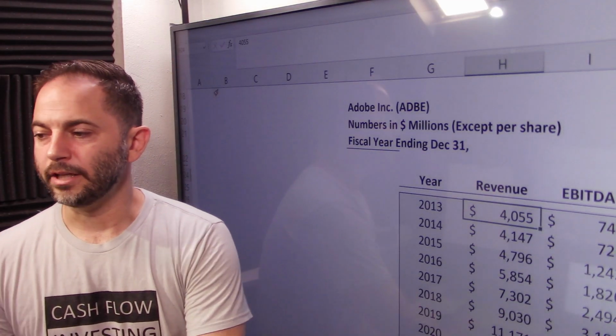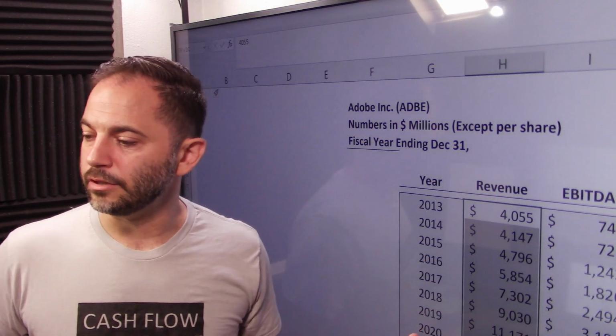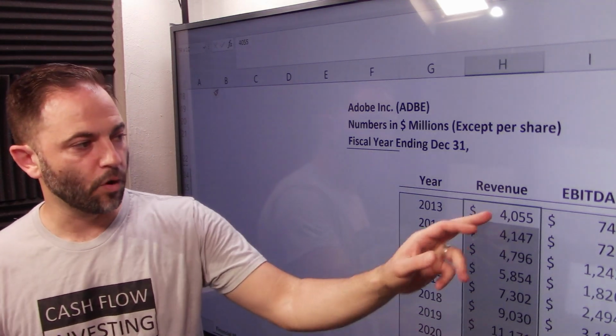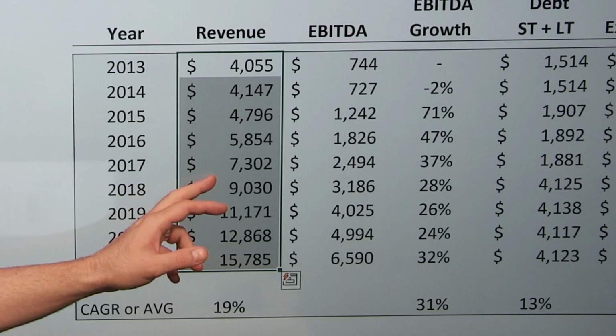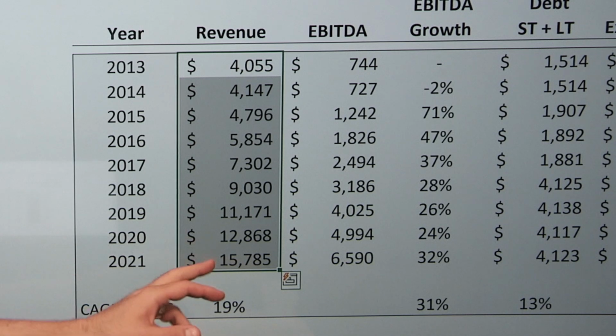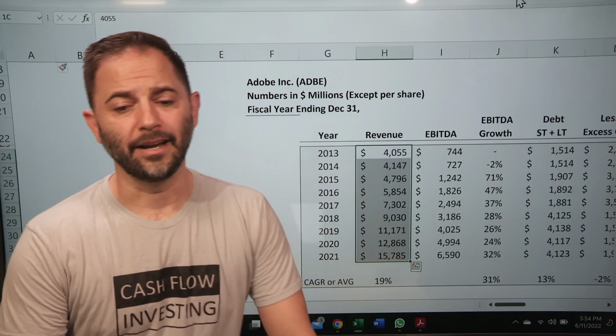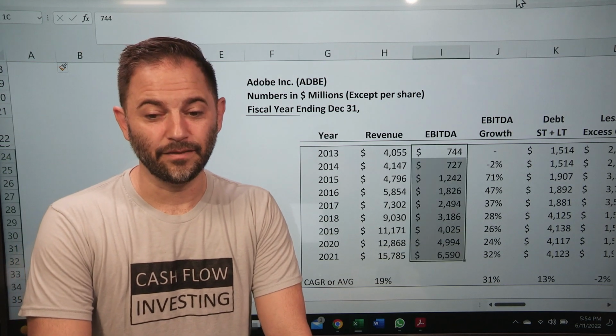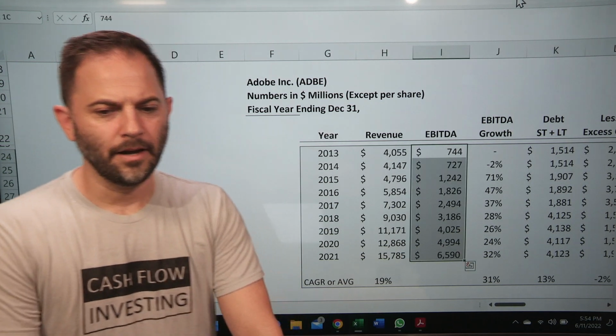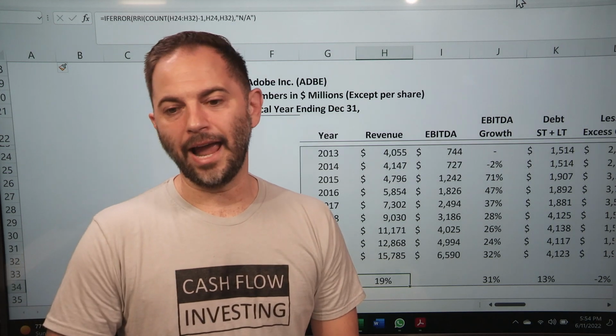All right, here we go. Let's look at revenue. 2013 to 2021, 9 years of data. $4 billion, 4.1, 4.7, 5.8, 7.3, 9, 11, 12, 15. Growth every single year for about a decade. That's amazing. It's actually a very, very rare thing. That's a 19% compound annual CAGR.